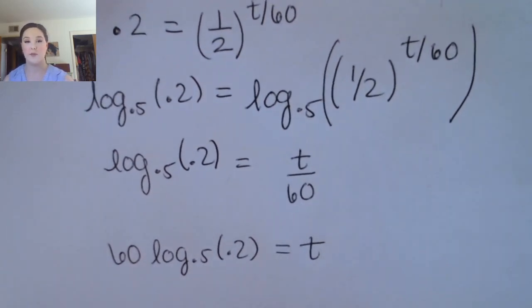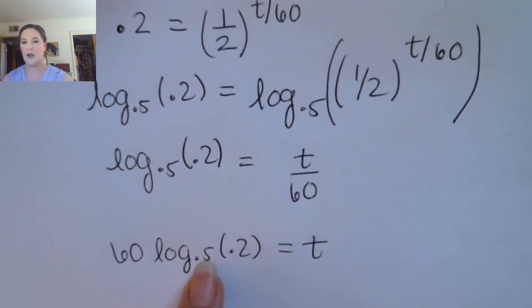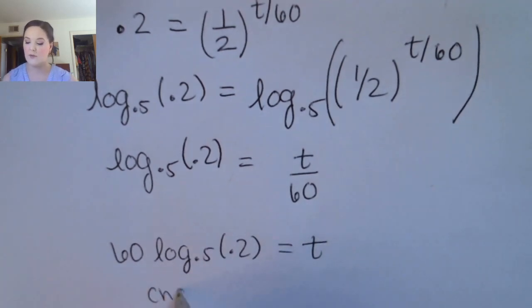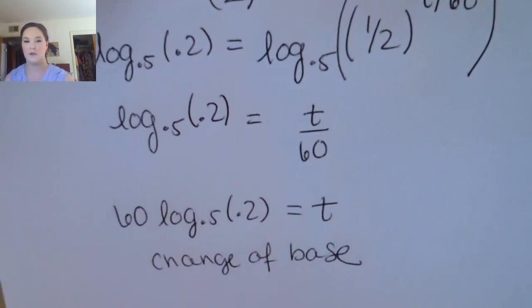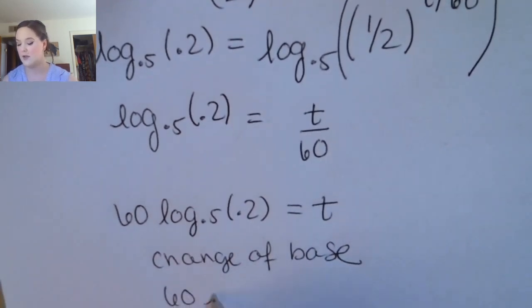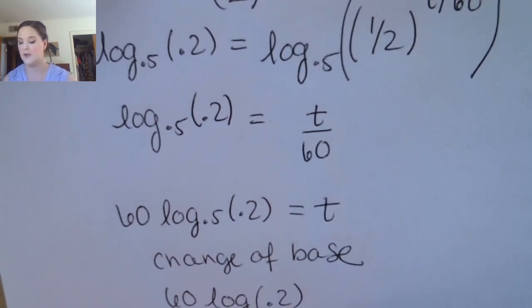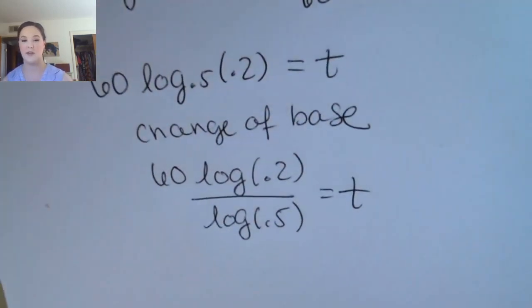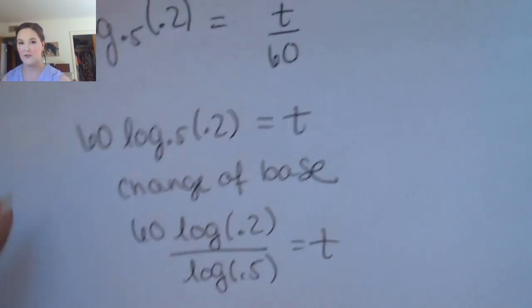Okay, now the issue with this is if you want to get an approximate value, you can't input this. There's actually another issue with this that I'll mention later. Okay, now how would you do this? You would use the change of base formula. Okay, so that would give you 60 times log base 10 of 0.2 over log base 10 of 0.5, which is actually exactly what we got using the other method. Okay, so either method is presumably fine.